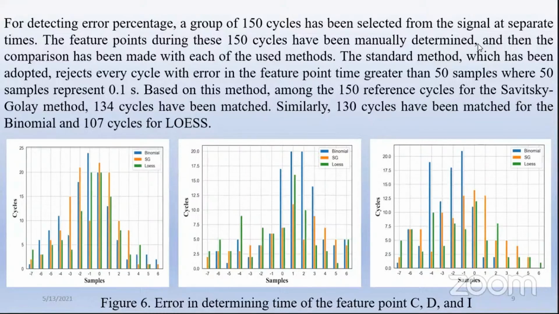Figure 6 shows the error in determining the time of feature points C, D, and I. And we can see that the least error in time of these feature points is by the binomial method.